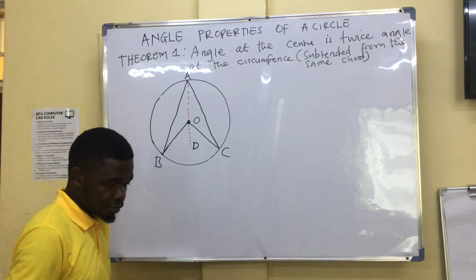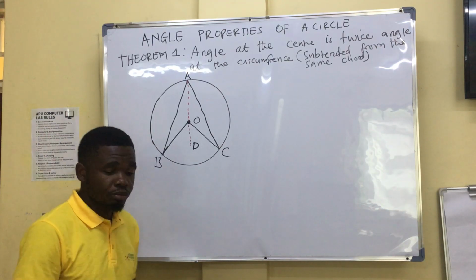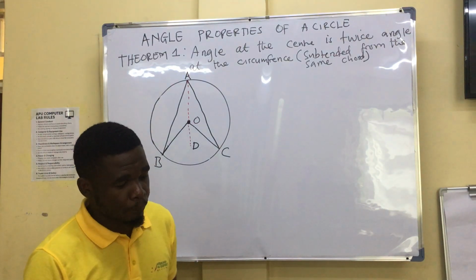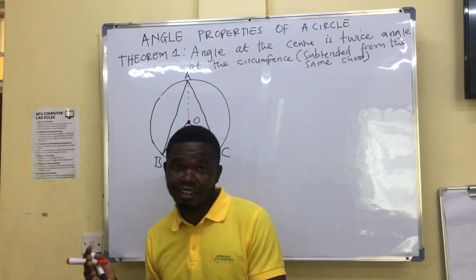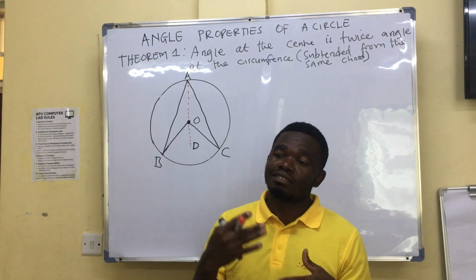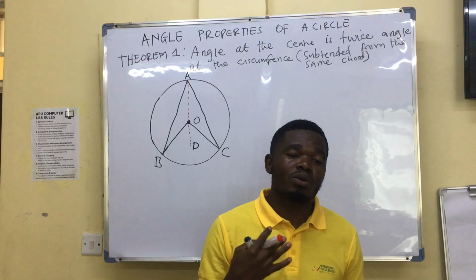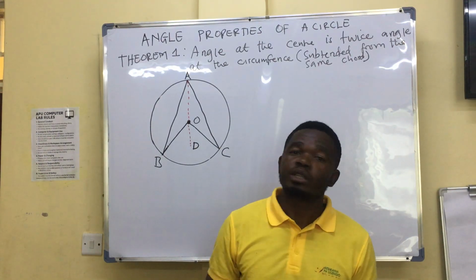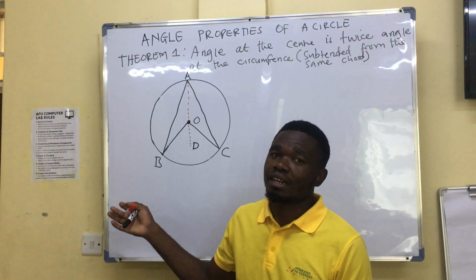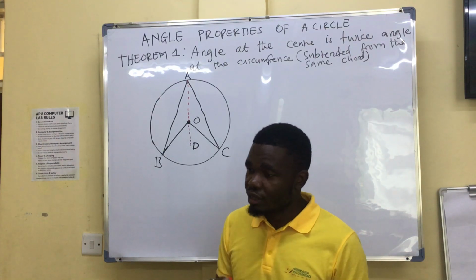This is D. Now, remember that the isosceles triangle will be used there, right? And the theorem that says that the exterior angle of a triangle is equal to the sum of the two opposite interior angles will be used there as well. So let's be together.